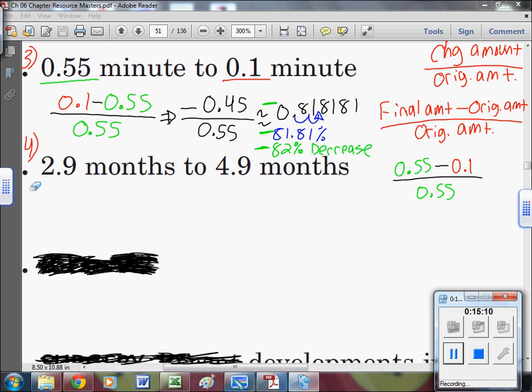All right, so if you haven't already tried question number 4, press pause now and do so, and then check yourself.